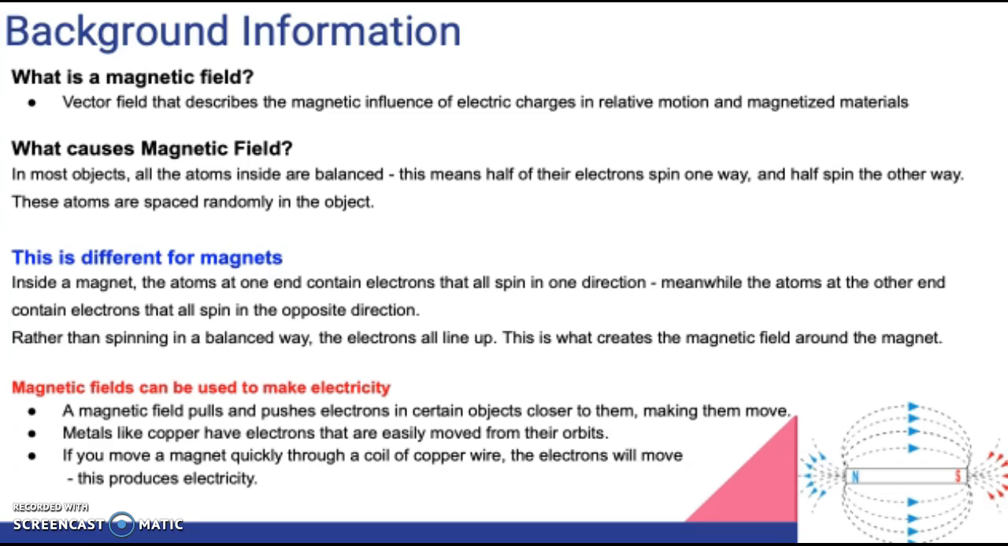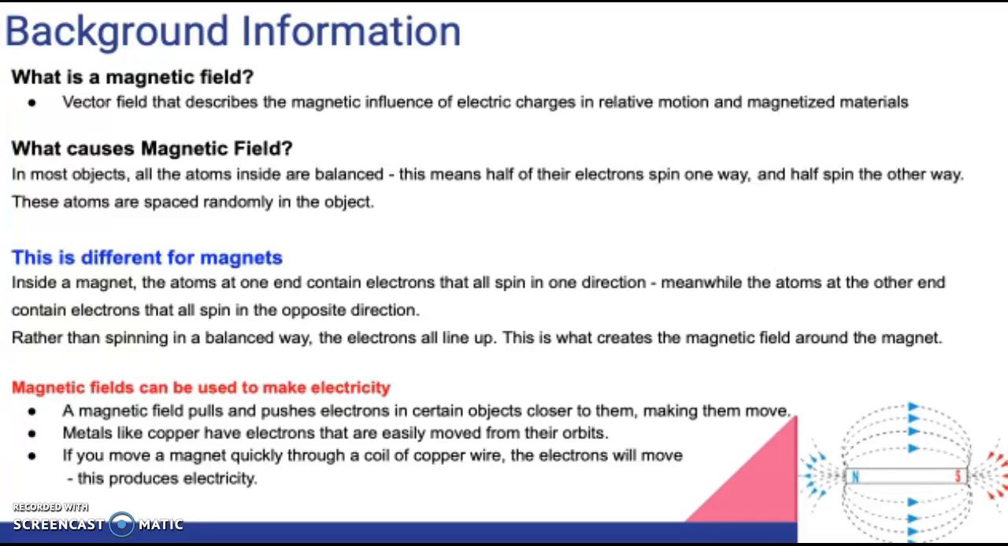Magnetic field is a vector field that describes the magnetic influence of electric charges in relative motion and magnetized materials. In most objects, all the atoms inside are balanced. This means that half of their electrons spin one way and half spin the other way. But this is different for magnets. Inside a magnet, the atoms on one end contain electrons that all spin in one direction, while the atoms on the other end have electrons that spin in the opposite direction. This means that all the electrons line up. This will then create the magnetic field around a magnet.